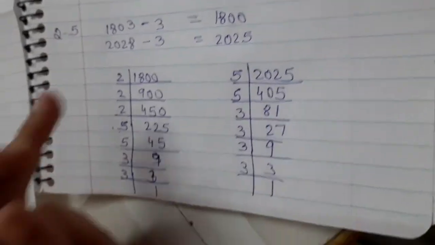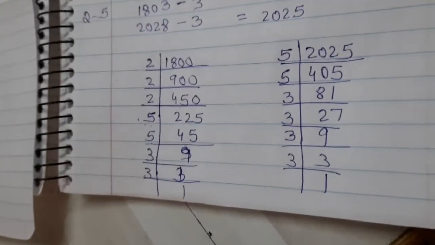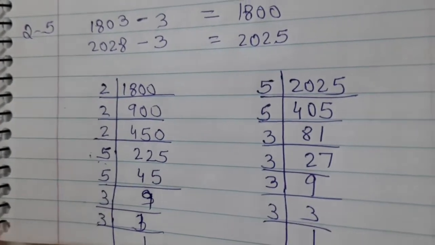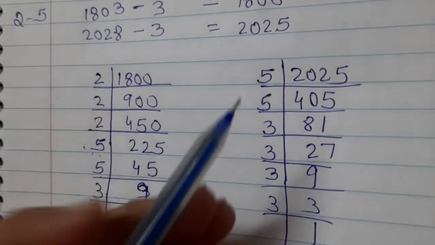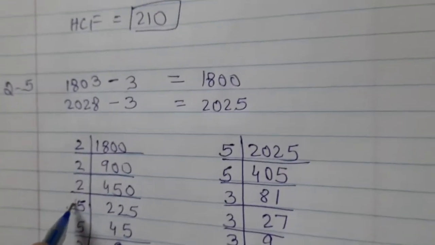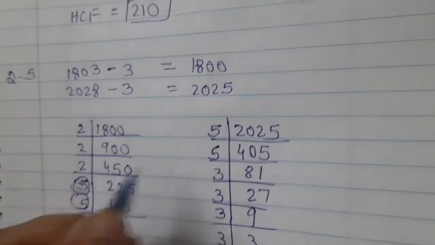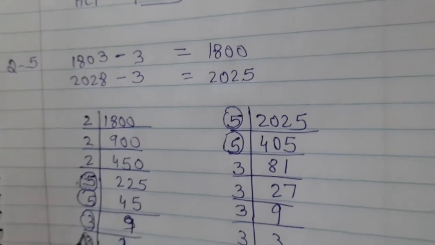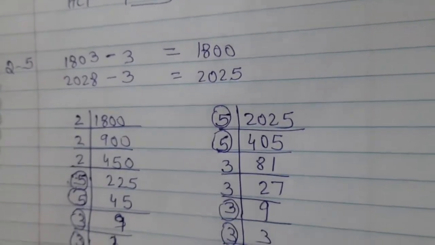So these are the factors we got. Now let us find out the common factors. Here 2 is not there, so 2 is not common. 2 fives are given, here also 2 fives are there. So this 5 and this 5 are common, and these 2 threes are common, right?